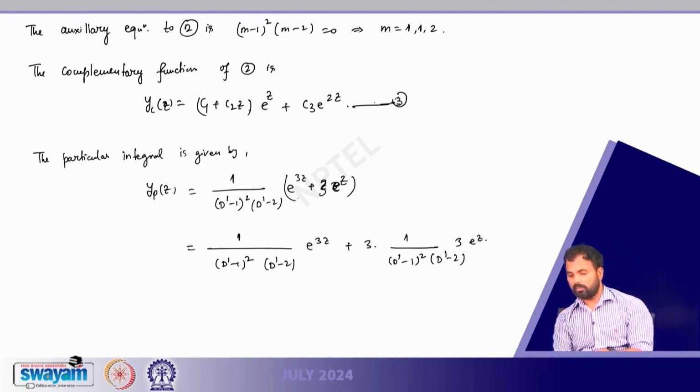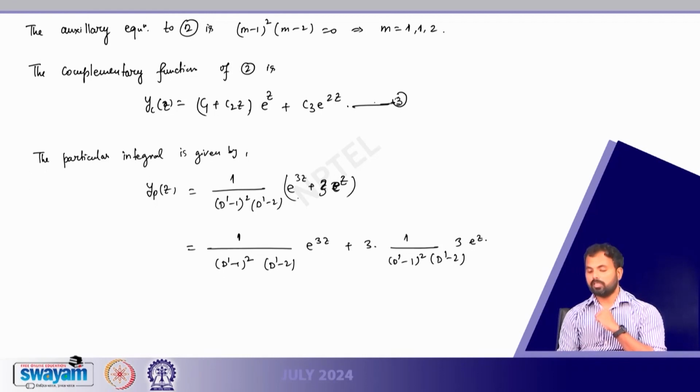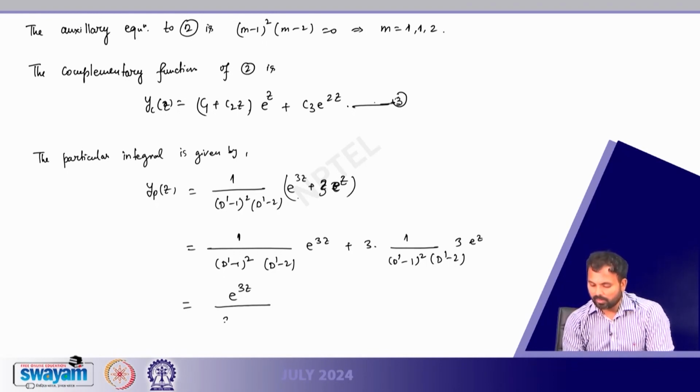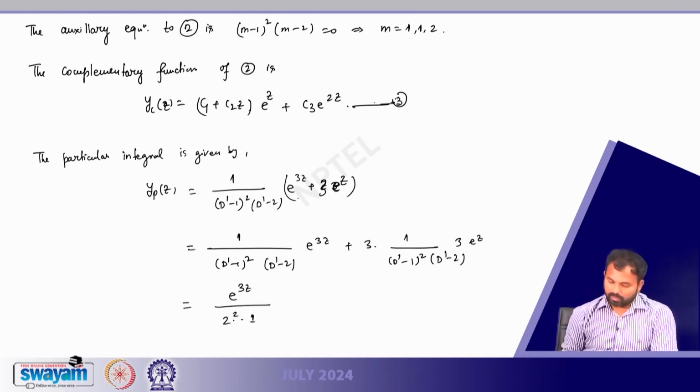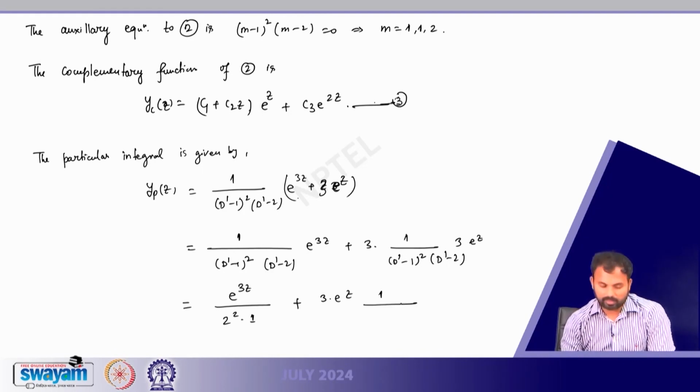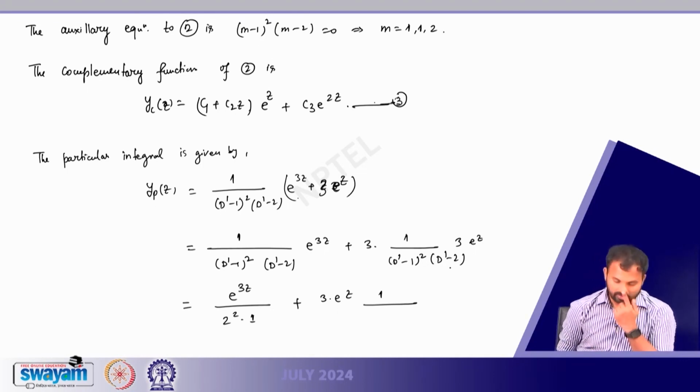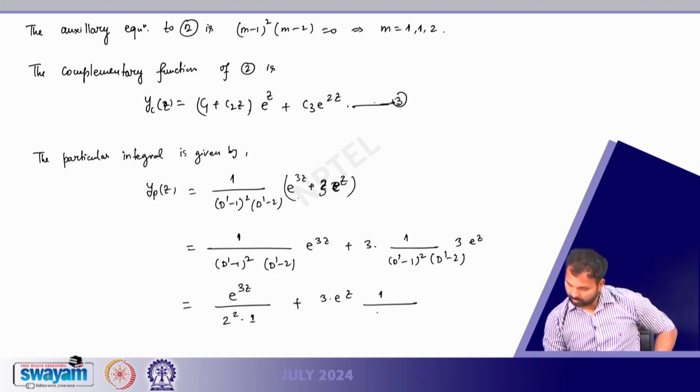So in the first fraction it is not becoming 0, whereas in the second fraction it is becoming 0. So we will substitute D equals a, so e to the power 3z. So we will have 2 square into 1, and here we will take 3 into e to the power z. I am substituting D equals D dash plus a, so this will become 1 minus 2 and 1 by D dash minus 1 whole square e to the power z.